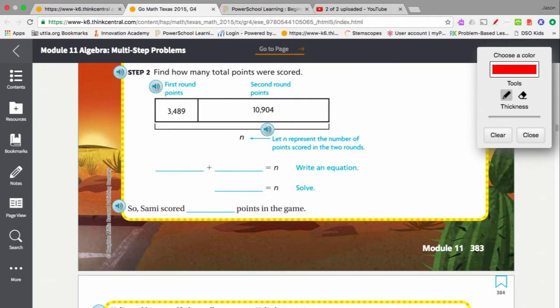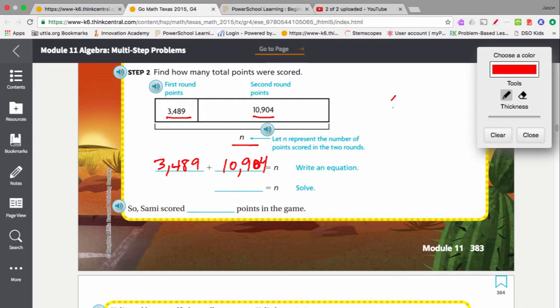And you see all we've done is draw another strip diagram with 3,489 points in the first round again, plus 10,904 points in the second round, and we're letting that equal n, which is the number of points scored in both rounds together. So that's 3,489 and 10,904. Make that look like a 0 and not a 6.